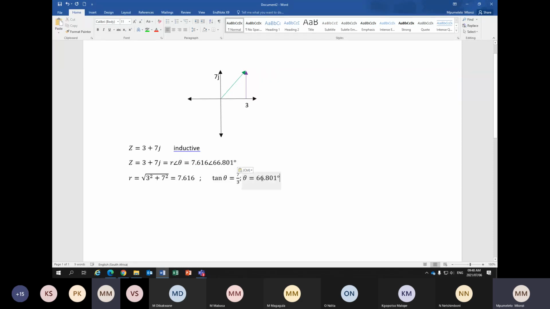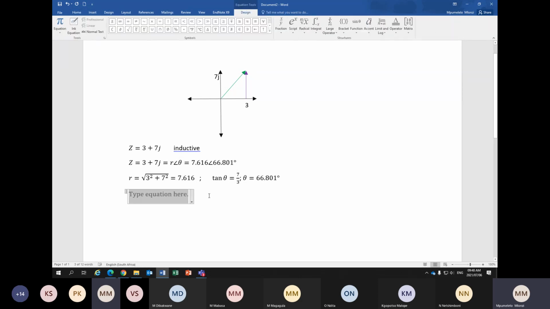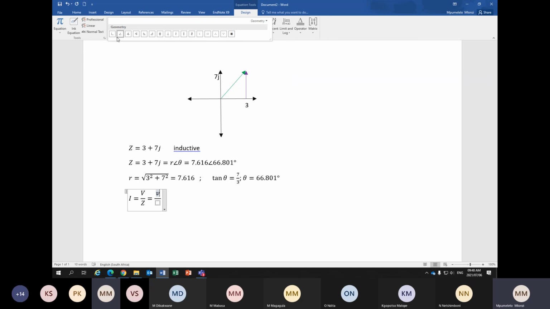Please take note of that. We'll explain what this means. It is positive, and if we were now to calculate the current, let's say the voltage is given at 0 degrees, and you want to calculate the current. The current is V over Z, and our V is what? Let's say it's a certain number in volts at an angle of 0 degrees.